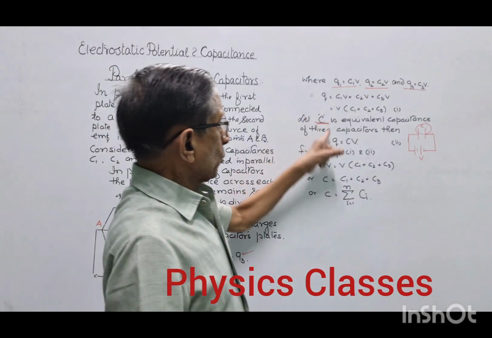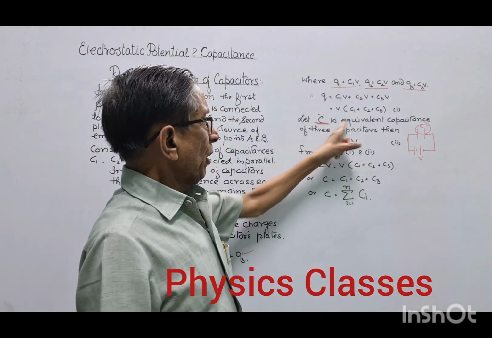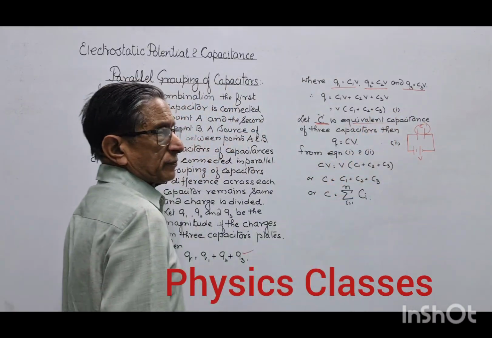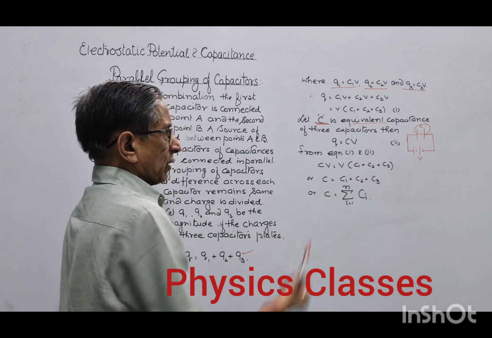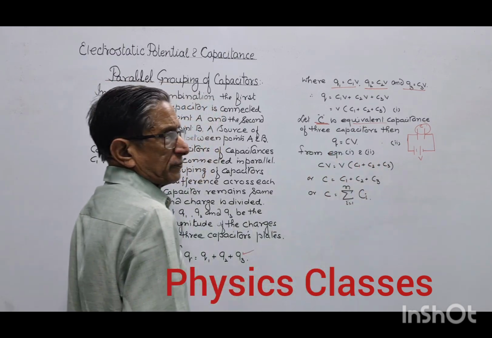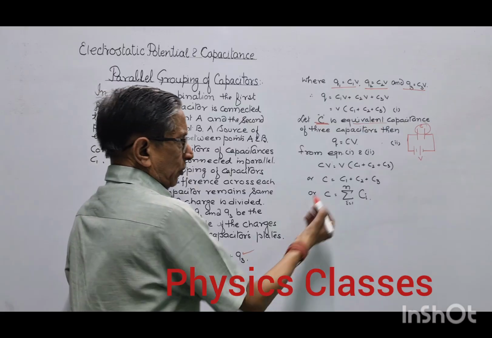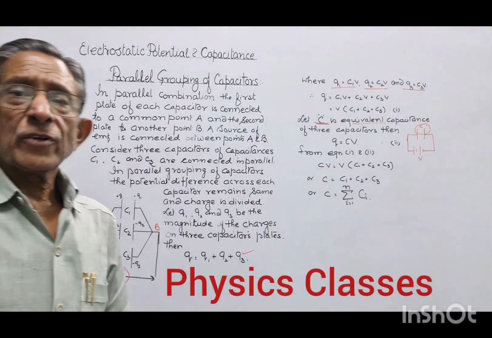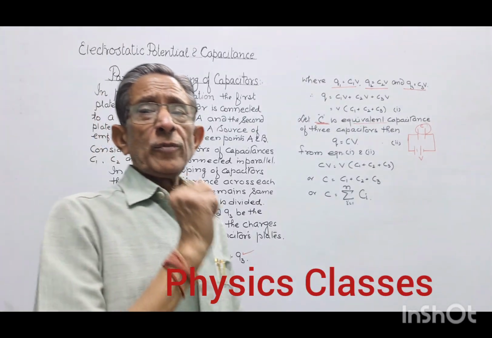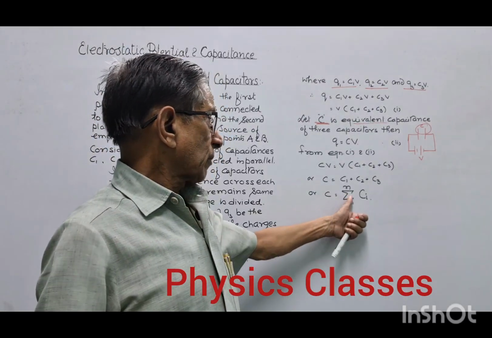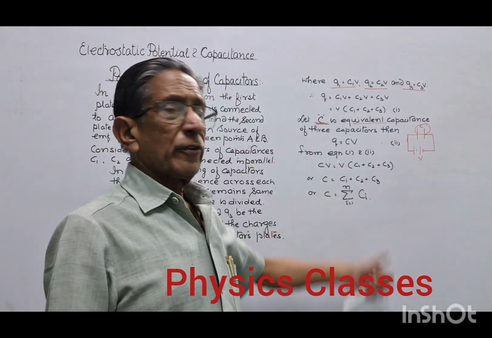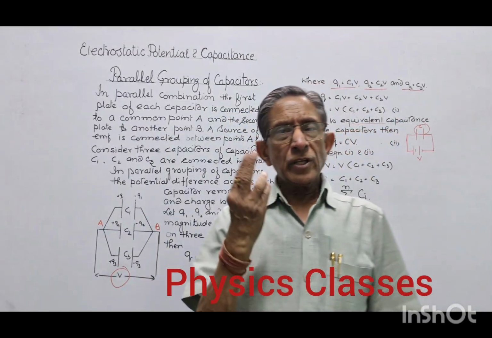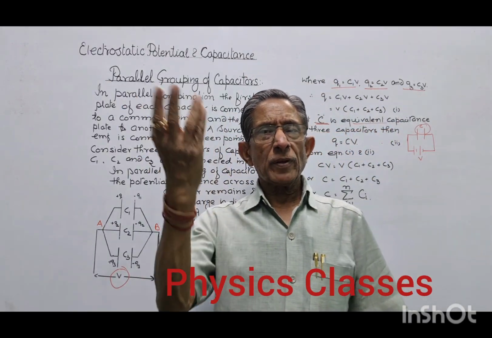So we can write Q is equal to CV, where C is the equivalent capacitance. Now combine these two equations. You will have CV is equal to V times C1 plus C2 plus C3. V cancels out. So C is equal to C1 plus C2 plus C3. Or in summation form you can write C is equal to the summation, i equal to 1 to n, of Ci. If there are two capacitors, you will write C1 plus C2. If there are three capacitors, you will write C1 plus C2 plus C3, and so on.